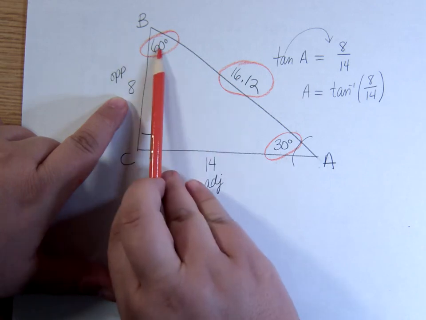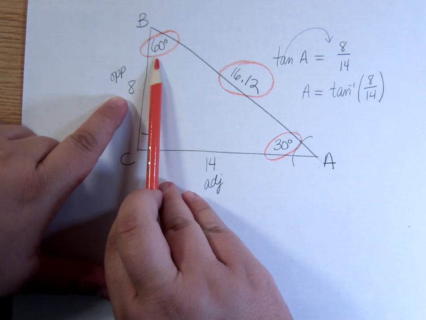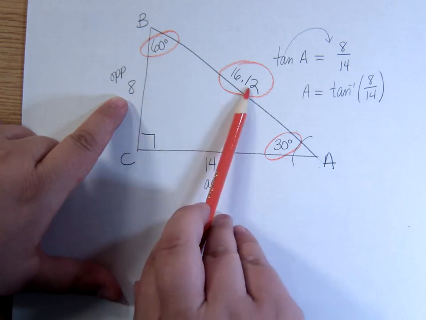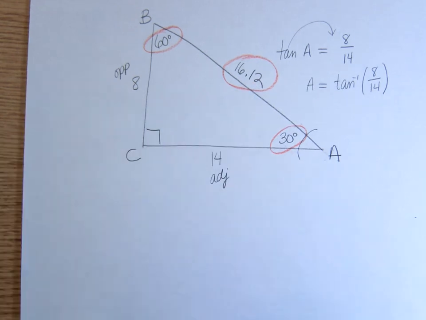So that means this is close to 60. It's a rounded number. And so this is going to be close to 8 times 2, which it is. So I just wanted to clear that up in case you saw that and went, well, if it's a 30, 60, 90, why is it 16.12, not 16?